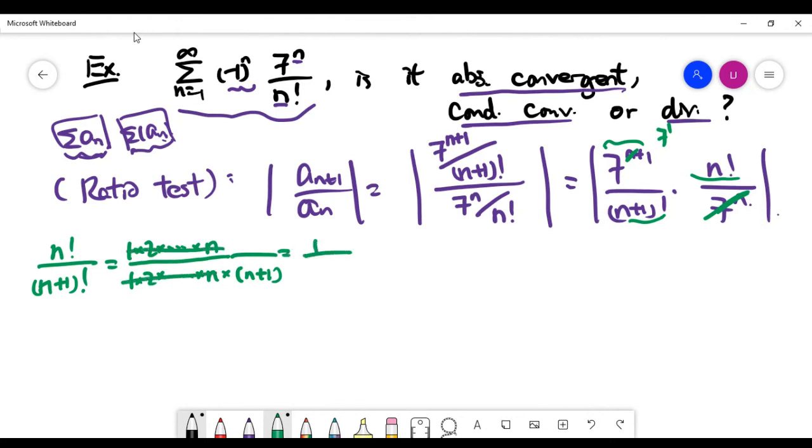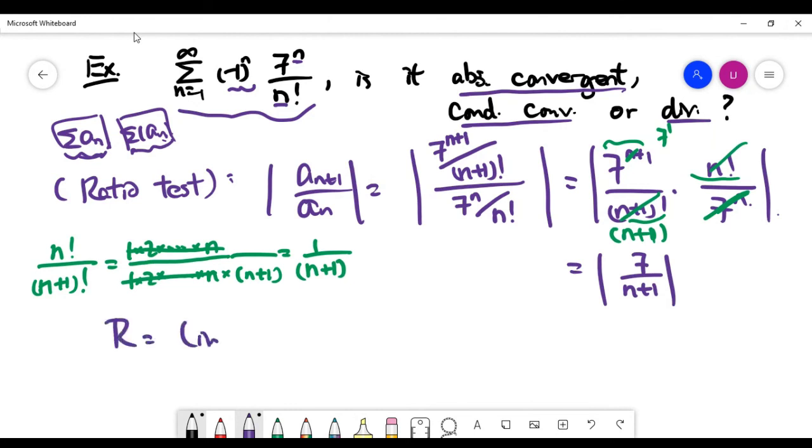So it means after the cancellation, you're left with only one extra factor in the bottom, which is the biggest integer n plus 1. So same here. We are left with only n plus 1 in the bottom. So it means that after the cancellation, the simplified fraction becomes 7 divided by n plus 1, right?